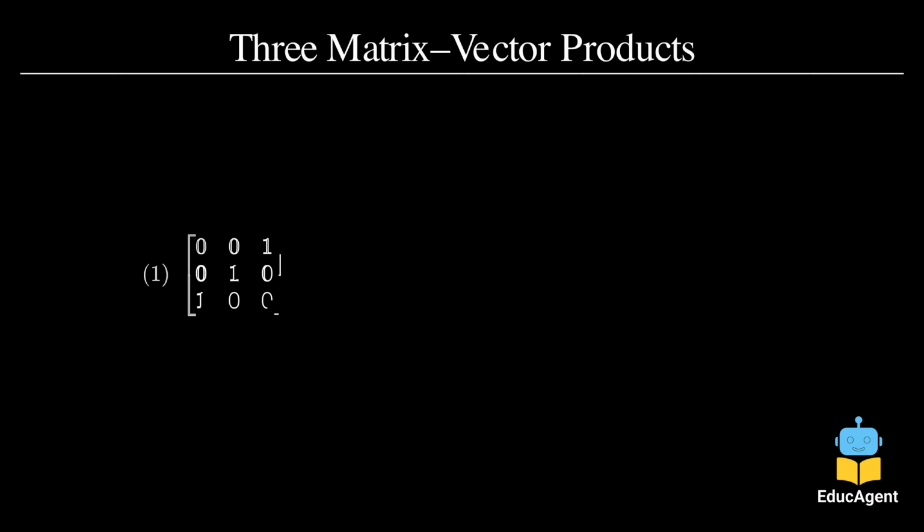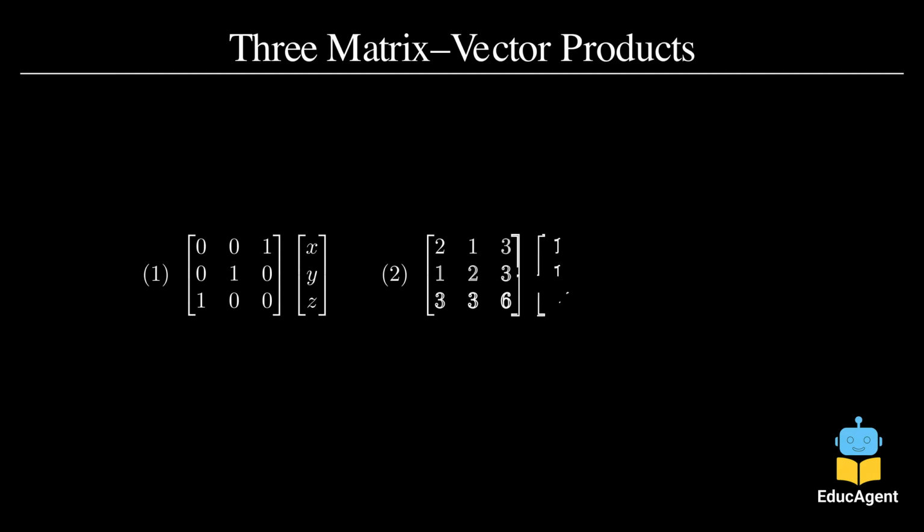On screen are 3 different matrix vector products. We'll compute each one carefully and write the resulting output vector.